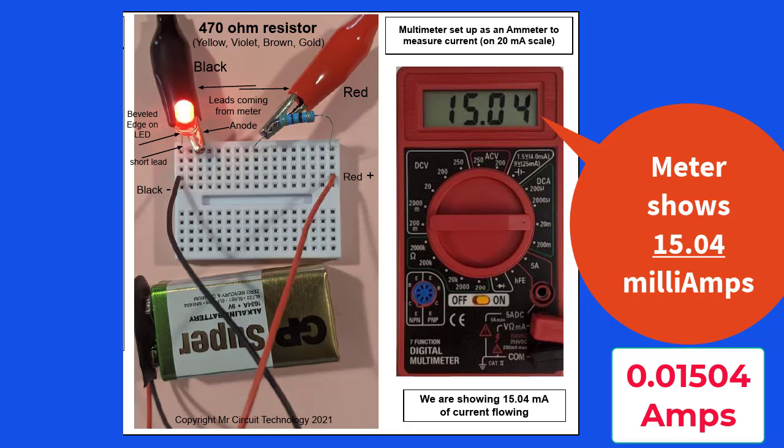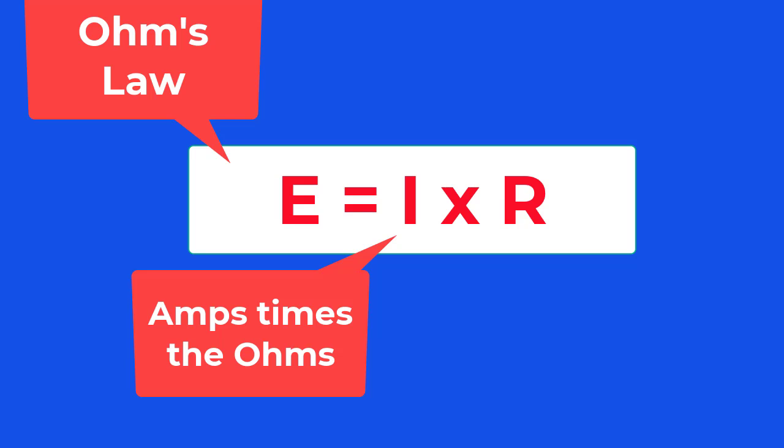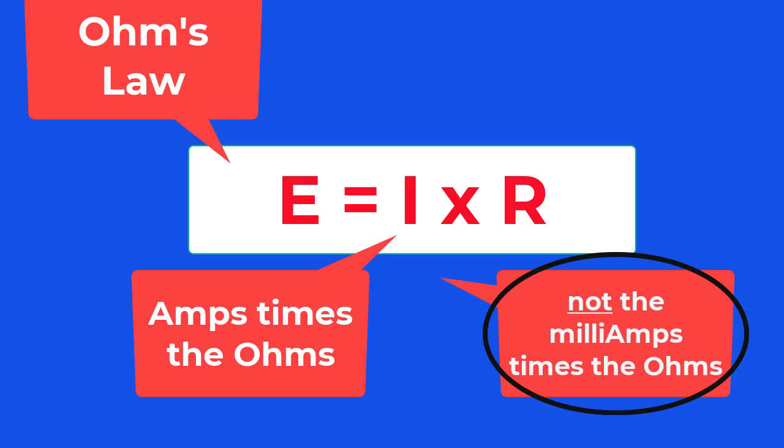You may wonder why I keep bringing this up. Why do I ask for how many amps are flowing when we know the milliamps? The reason is because when we use Ohm's law, we need to use the amount of amps in the formula. That is to say, when we say E equals I times R, we mean that the voltage is equal to the amps times the ohms, not the milliamps times the ohms. If you use the milliamp value, you will get the wrong answer.